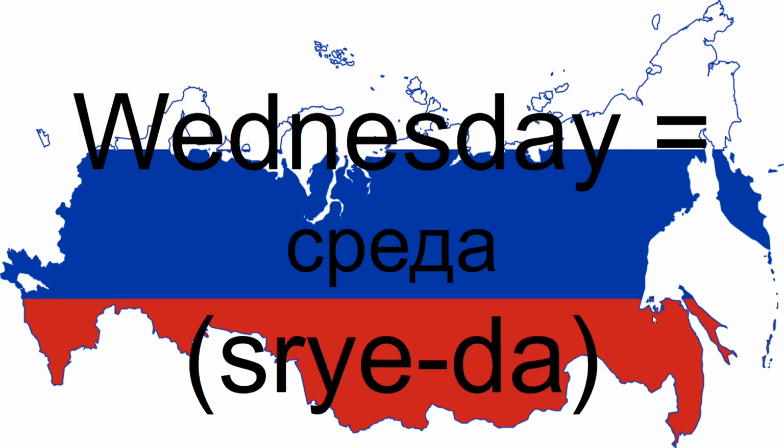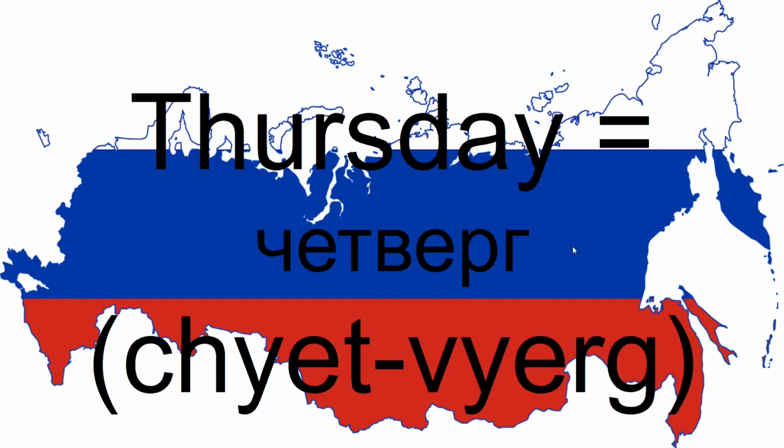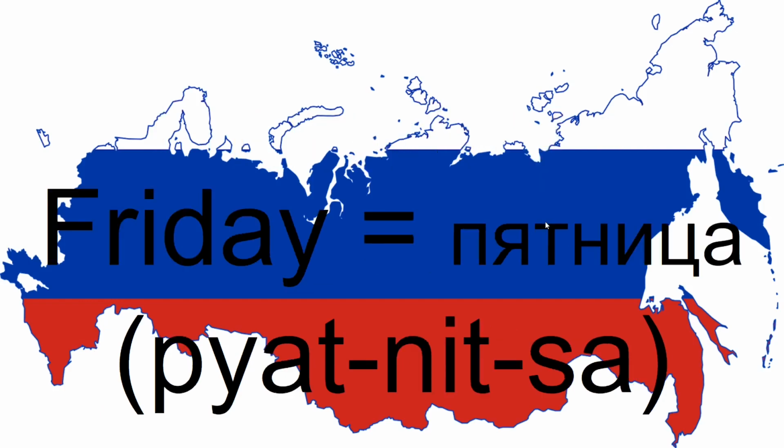Next we have Wednesday, which is среда. It's the middle of the week, so it is called среда. Next we have Thursday, which is четверг. A bit of a weird one to say. You can just break it down into ch, yet, vierg. Четверг. Thursday. Next we have Friday, which is пятница, and it's the fifth day of the week.